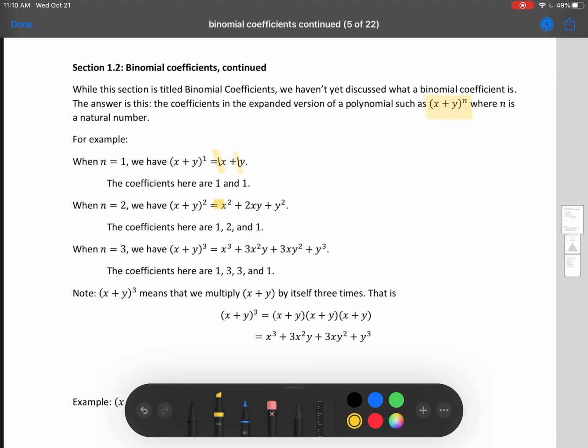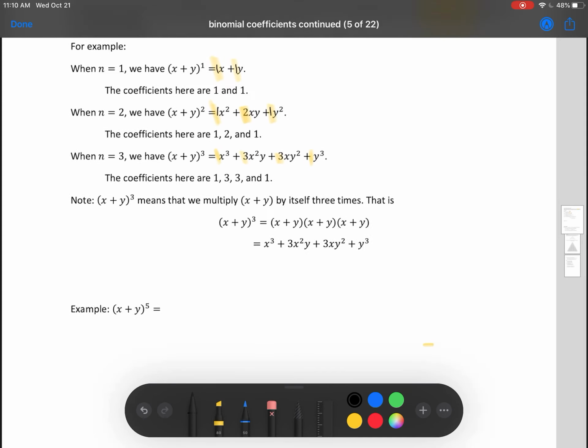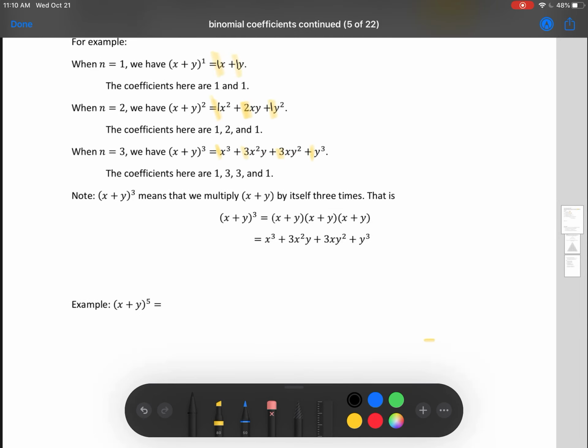When n is equal to 2, again, there's a 1 in front of this x squared, and a 1 in front of this y squared, so these coefficients are 1, 2, and 1. When n is equal to 3, we have a 1 in front of the x cubed, a 3, and then a 1 in front of the y cubed. Okay, so that's kind of the idea of what we're looking at right now.